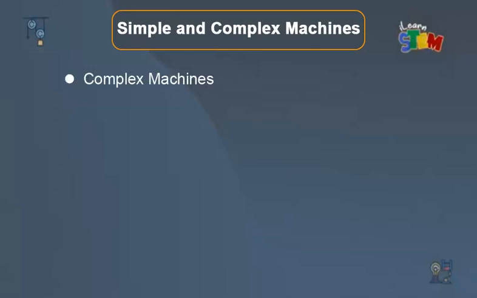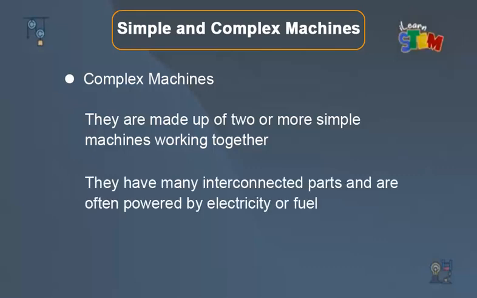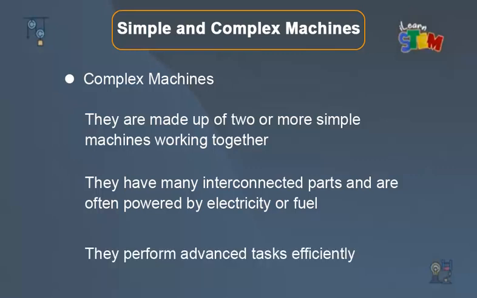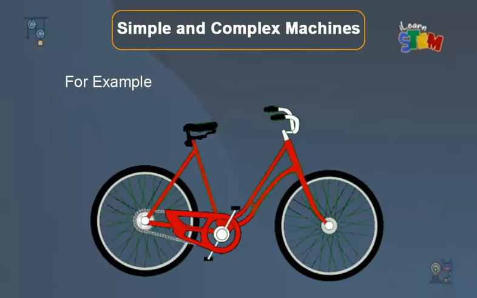Now, complex machines. They are made up of two or more simple machines working together. They have many interconnected parts and are often powered by electricity or fuel. They perform advanced tasks efficiently. For example, a bicycle combines a wheel and axle, levers, pedals, and gears to move efficiently.